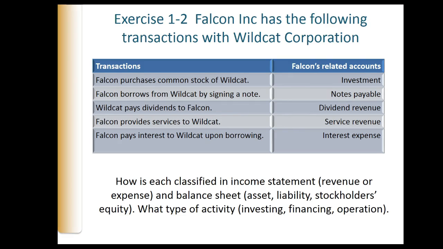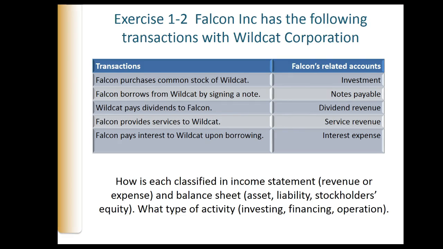So we're going to look at this exercise 1-2. Falcon has the following transactions with Wildcat. We're going to look at how each is going to be classified. Is it going to be in the income statement or in the balance sheet? And then we're going to talk about what kind of activity it is.